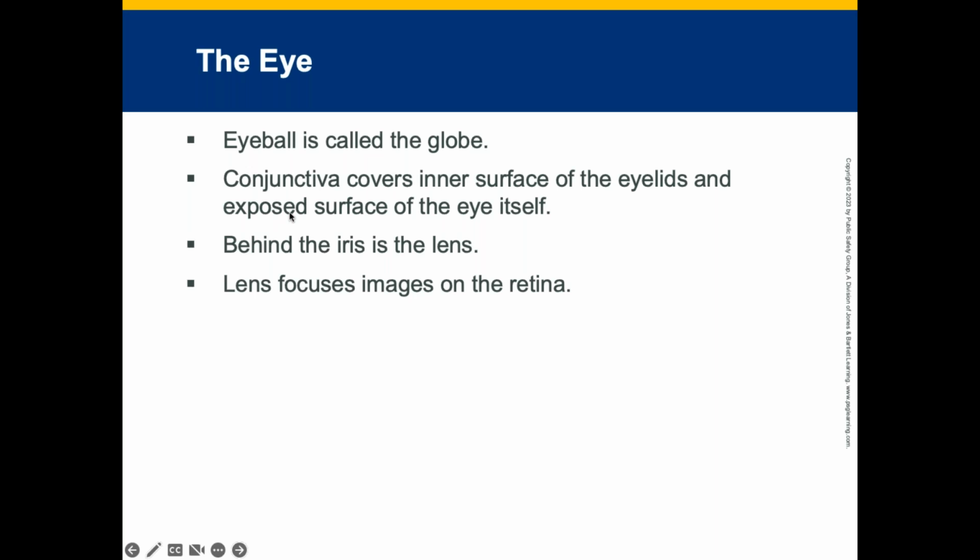As far as the eyeball, it is called the globe. The inner surface of the eyeball is exposed to the surface of the eye itself, covered by a delicate membrane, the conjunctiva, and kept moist by fluid produced by the lacrimal glands. So behind that we have the iris, and the lens, and the lens focuses images on the retina itself.